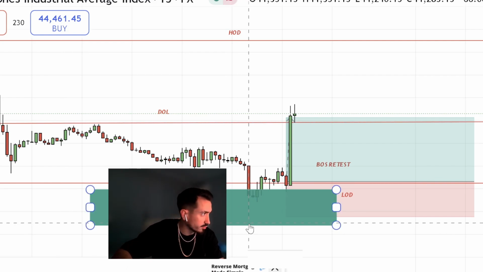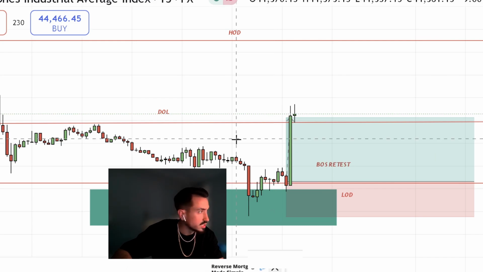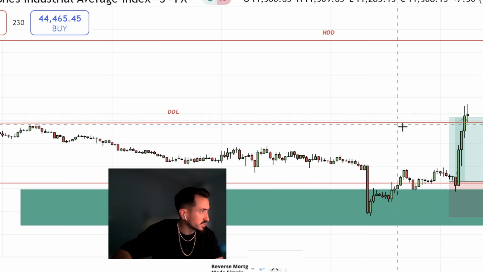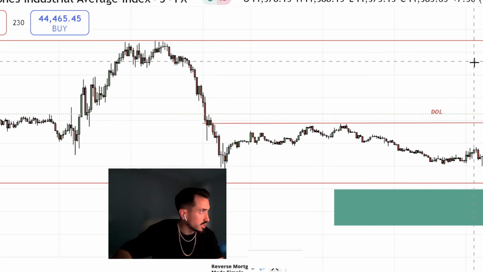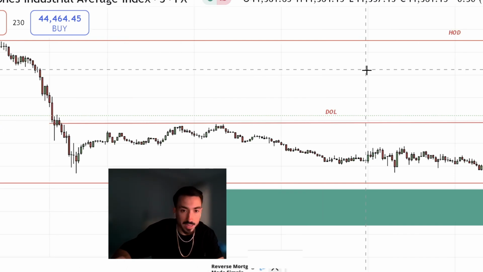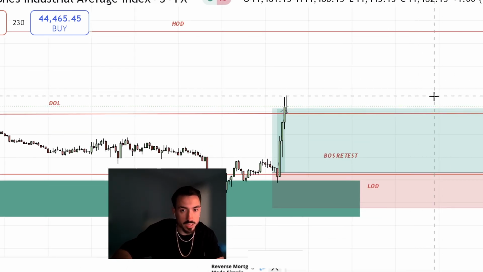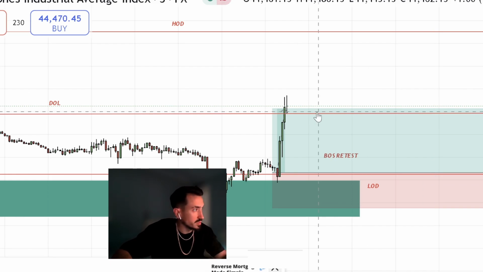So because we had a break and a retest here already, I was going to target the next key level. This right here, we may go to the previous high, but I'm not going to be greedy. I already got my trade for the day. But this would be another example.